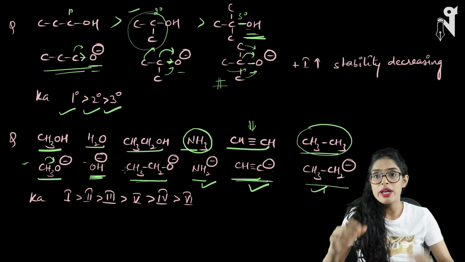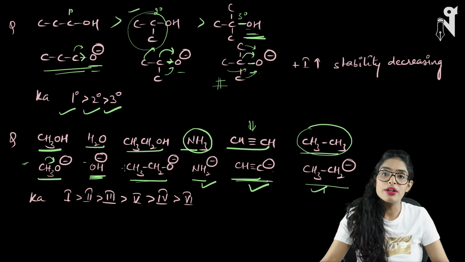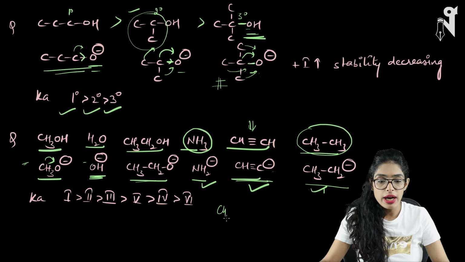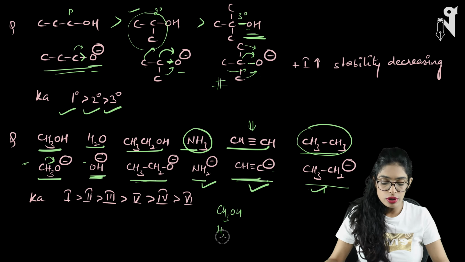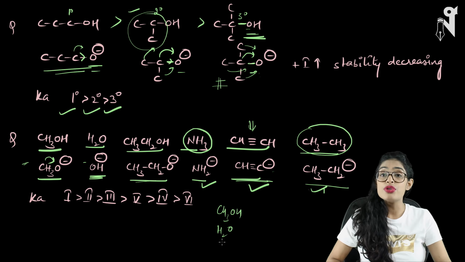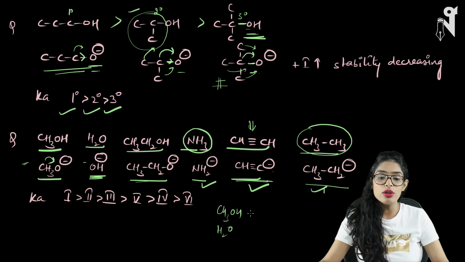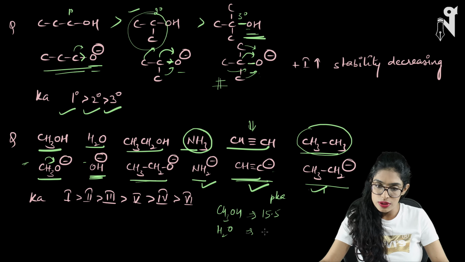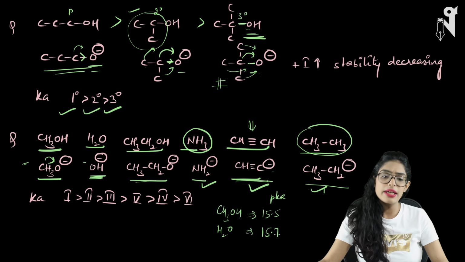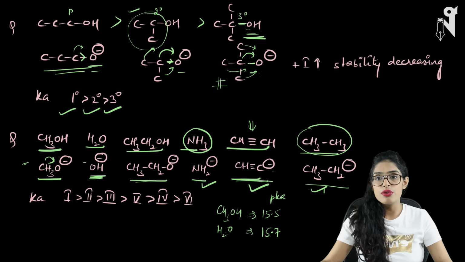If you remember, when I was giving you the pKa table, at that time I had given you the pKa value for CH3OH and H2O. The pKa value for CH3OH and H2O is nearly the same. What exactly is the value? The value for CH3OH is 15.5, and the value for water is 15.7. Very slight difference, but the pKa value is higher for water. That means it is less acidic as compared to CH3OH.